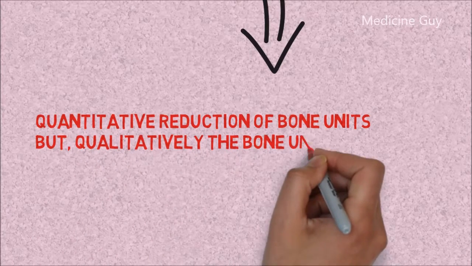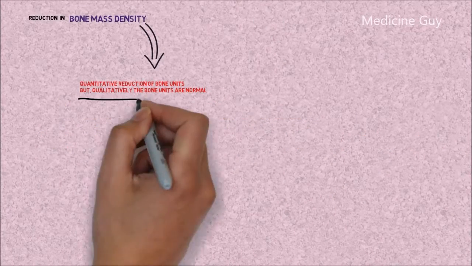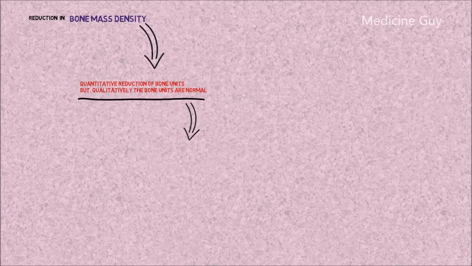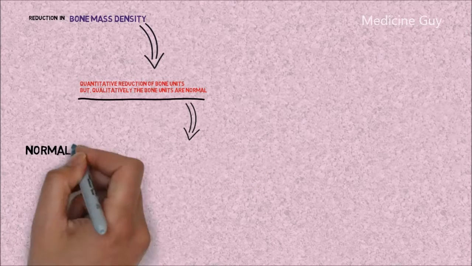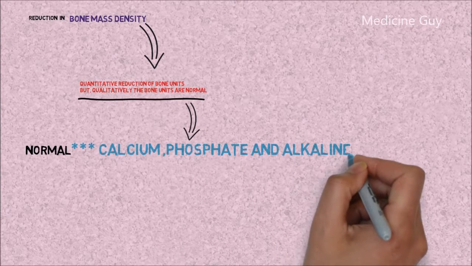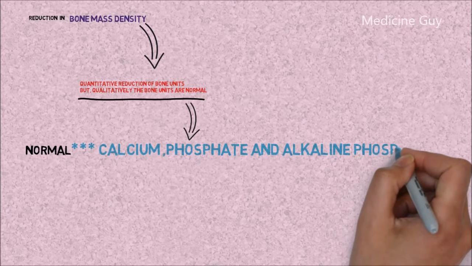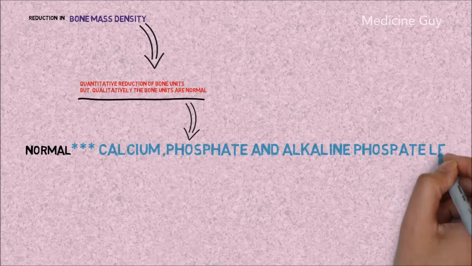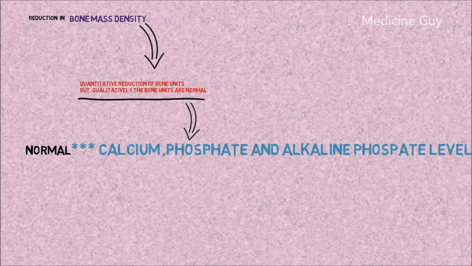As there is normal osteoblastic activity, there are normal serum calcium, phosphate and alkaline phosphatase levels. Alkaline phosphatase level is a marker of osteoblastic activity. So as the osteoblastic activity is normal, there is a normal level of alkaline phosphatase.